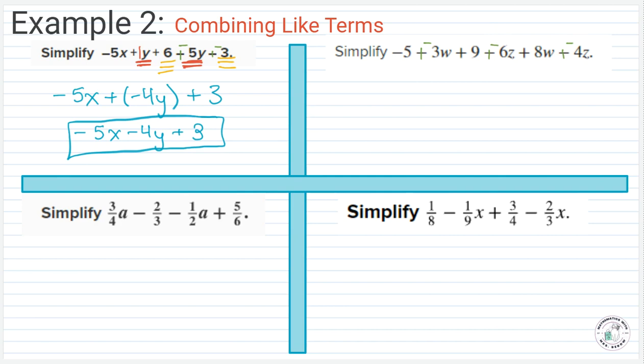Next step is to identify those like terms. I notice I have a negative 5 and a 9 that are my constant terms. So we'll be able to combine those to make positive 4, right? Because 9 plus negative 5 is positive 4. Then we have a negative 3w and an 8w. So negative 3 plus 8 is going to be a positive 5. So this will be plus 5w. Then we have our last set of terms here. We have a negative 6z and a negative 4z. So negative 6 plus negative 4 is going to be a negative 10.